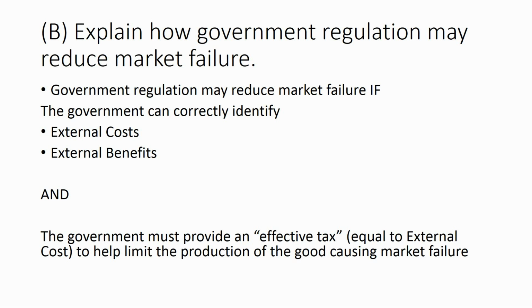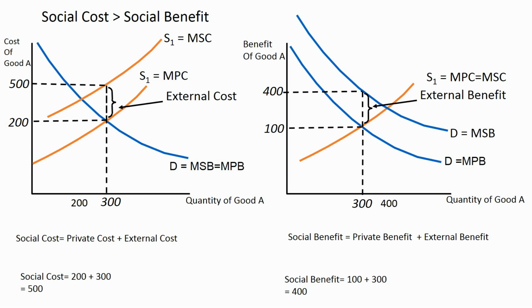So to answer question B, explain how government regulation may reduce market failure. Government regulation may reduce market failure if the government correctly identifies the external costs and the government must provide an effective tax equal to the external cost of production of the good causing market failure. So, in other words, the external cost here is 300. The tax should be 300 to force this supply curve to shift to the left, and then the optimal quantity will be produced, 200.